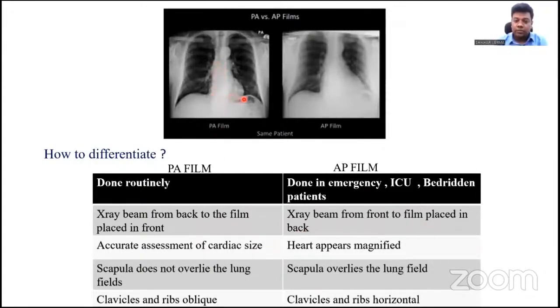PA film gives an accurate assessment of the cardiac size. But in the AP film, there is apparent cardiomegaly. The heart appears enlarged, which can be clearly seen here. In the PA film, the scapulae are not seen in the lung field. But in the AP film, these are the medial borders of the scapula, which can be seen overlapping the lung fields. The ribs are oblique here, clavicles are oblique here, but in the AP film, as the patient is lying supine, these are horizontal.